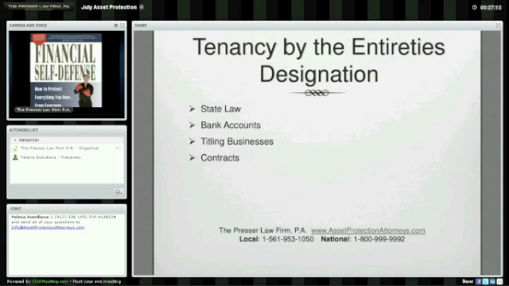And if they can go after the husband and the wife, they can go after everything else that the husband and wife own tenants by entirety. So it's always important to know when you can use tenants by entirety and when you can't.